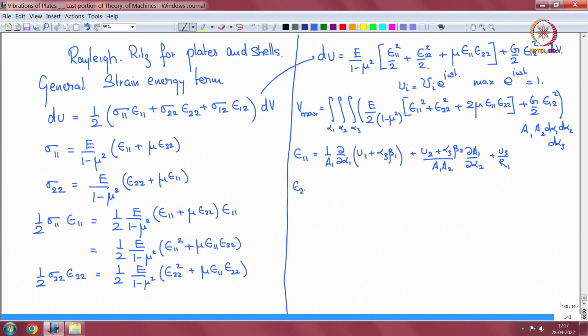Epsilon 2 2 is 1 over A2 del alpha 2 of (U2 plus alpha 3 beta 2) plus (U1 plus alpha 3 beta 1) by A1 A2 del A2 by del alpha 1 plus U3 by R2.